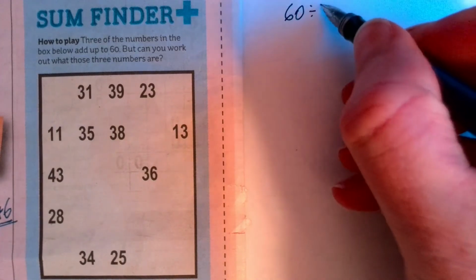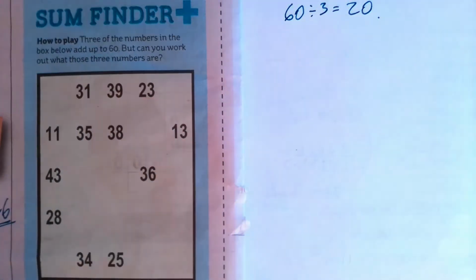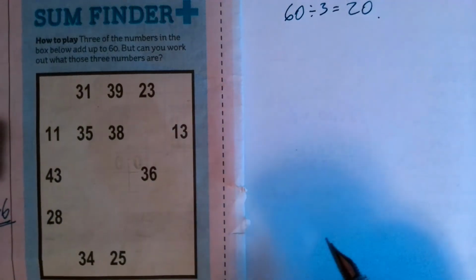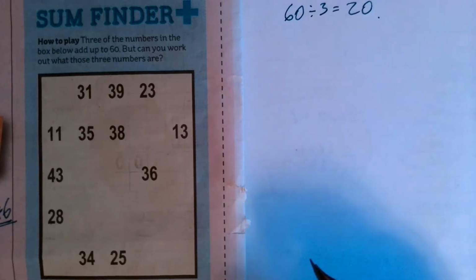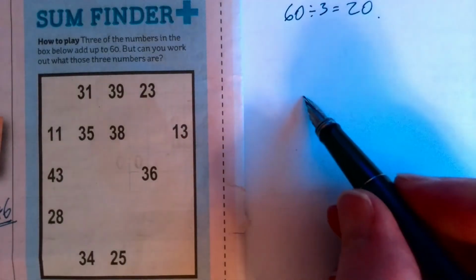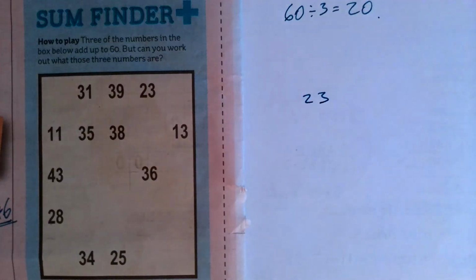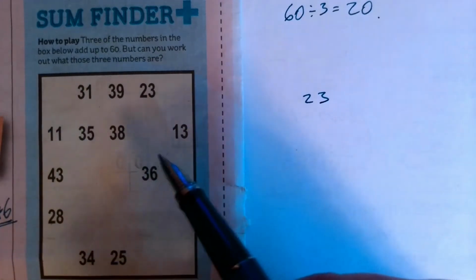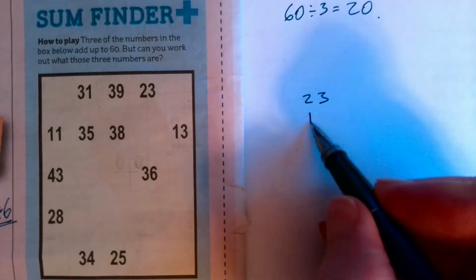Now I haven't done it yet, but what I'm going to be thinking to myself is if 3 numbers are adding up to 20, because 60 divided by 3 is 20, I'm going to look for the 3 closest numbers to 20 that I can see, and I'm going to be looking for 1 or 2 of them above and 1 or 2 of them below. So I can see that 23 is pretty close, and that's above. So if I've got that one above, what's the one closest to it that's below? There's just 11 and 13, so at least one of those numbers has got to be involved. So I'm going to put the 13 in there.